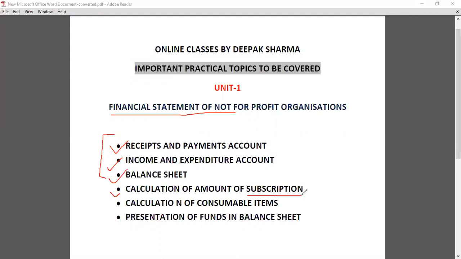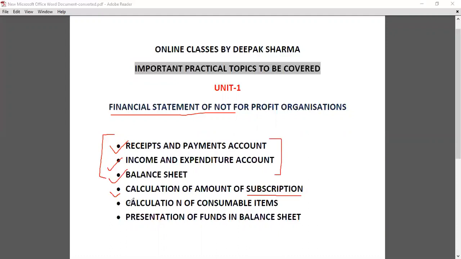So these questions come for very small marks. It may range from 1 mark or 2 marks, but it has been seen in the exam that these questions frequently come. So it is very important for a student to cover these topics along with the important topics of receipt and payment and income and expenditure account.